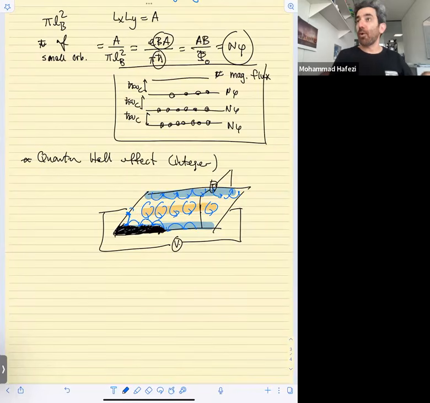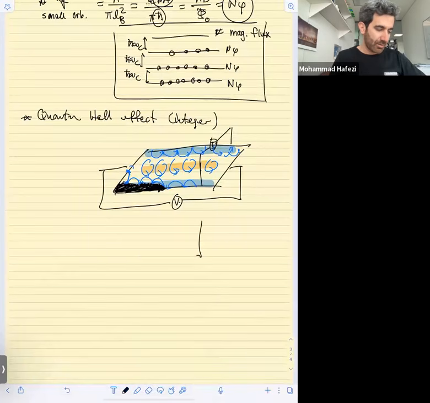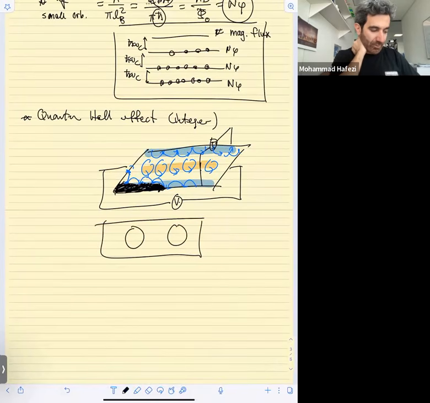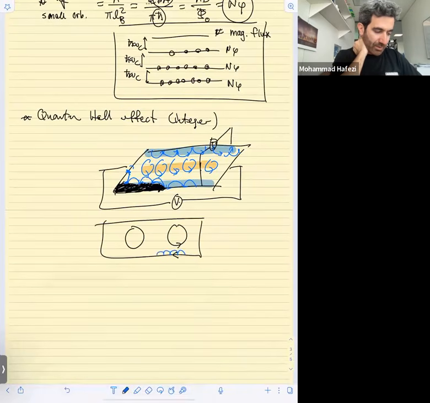But if I change the topology of the system, let's say imagine instead of having a square like this, I have a square that has a bunch of holes in it. Then not only do I have this edge, but I also have these edges. So the electrons not only can go around the edge of the system like this, but it can go around the edge of the system like that, it can go around the edge of the system like that, etc., etc.